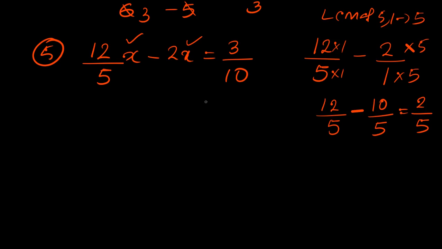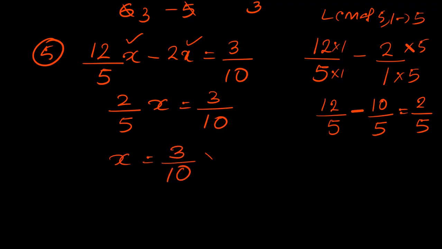Okay. So 2 over 5 x is equal to 3 over 10. Then how can we find x? X is equal to 3 over 10 times the reciprocal of the coefficient here, which is 5 over 2. Yeah, we can simplify this. 1 5 is 5, 2 5 is this. So 3 divided by 2 into 2, which means x is equal to 3 over 4.